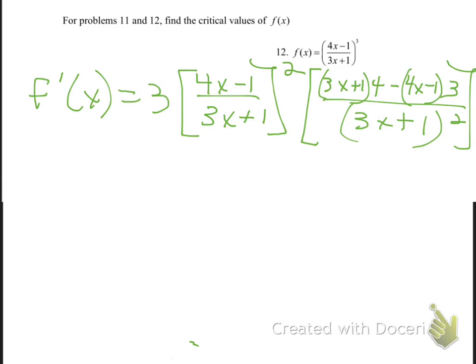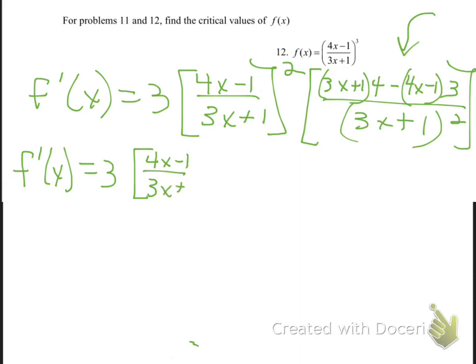So let's start cleaning this up. Because I know I'm finding critical values, I would focus my attention on cleaning up the numerator for the last term. So I'm going to write down what I have originally. f prime of x equals 3 times 4x minus 1 over 3x plus 1, squared.